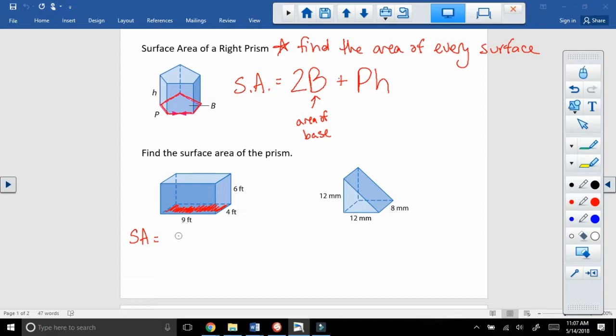If you're using the formula, you would have 2 times the area of the base. What's the area of that rectangle? 36, because it's 9 by 4. So 2 times the area of the base plus, what is the perimeter of that base?